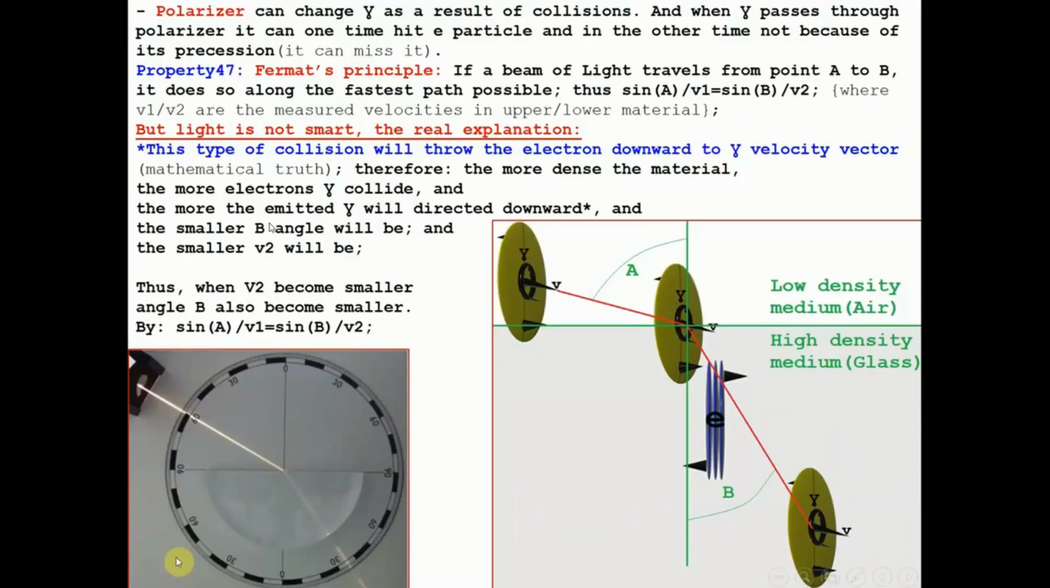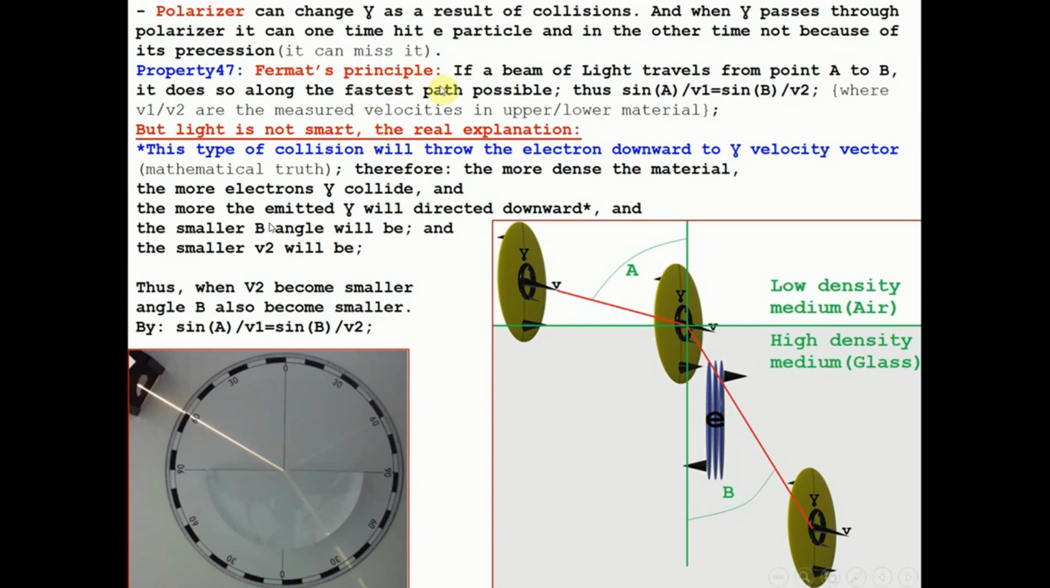When a photon passes through a polarizer, one time it can hit the electron in the polarizer, and another time it can miss them because of its precession. And the magnetic field particles from the polarizer electrons can change the photon angular velocity.